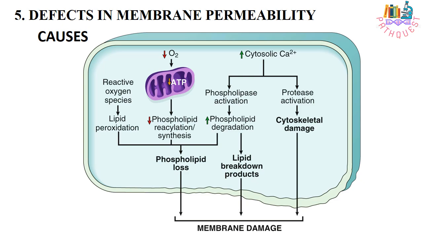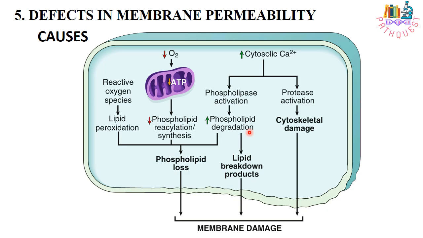Next mechanism of cell injury is defects in membrane permeability. The causes of defects in membrane permeability include hypoxia, decreased ATP generation, and reactive oxygen species accumulation resulting in lipid peroxidation. Hypoxia and damage to the mitochondria, and decreased ATP generation result in decreased phospholipid recyclation and synthesis. Then increased cytosolic calcium results in phospholipase activation and increased phospholipid degradation. All these three processes result in phospholipid loss, which is the main constituent of cytoplasmic membrane, resulting in membrane damage.